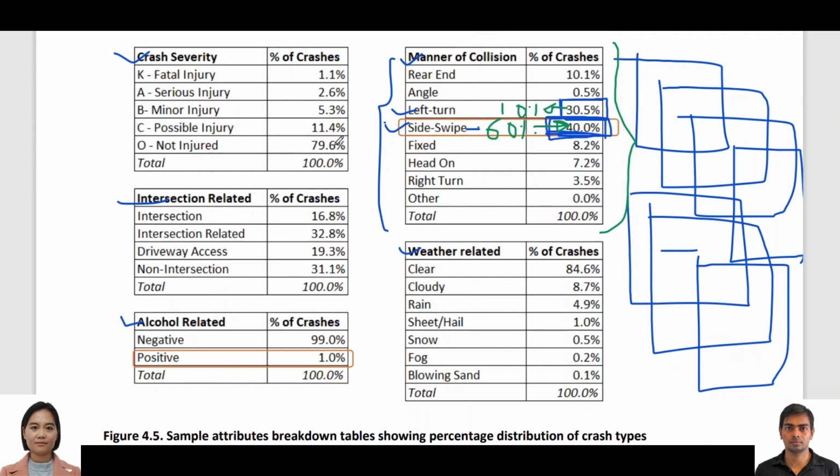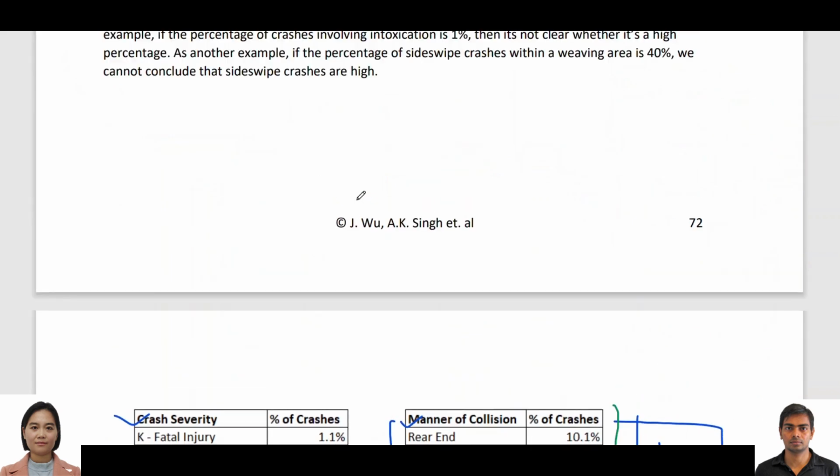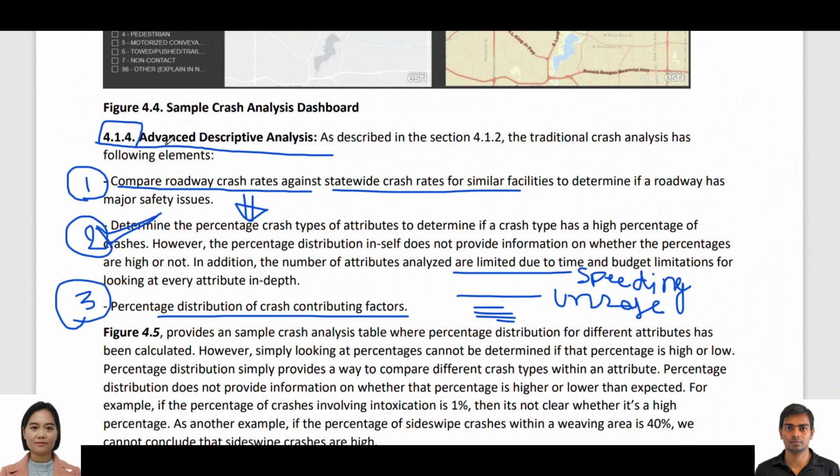So that's a big limitation of traditional approaches of safety analysis: no matter how many dashboards we are building, we need to compare the results with something to figure out whether those numbers make sense or not. So that's an important limitation, and we will try to tackle this limitation under advanced descriptive analysis using this point number 1.